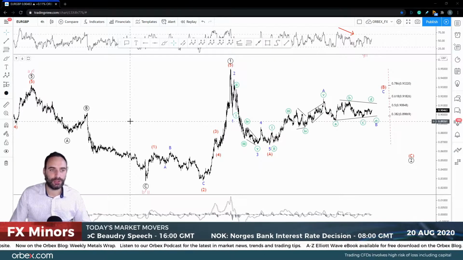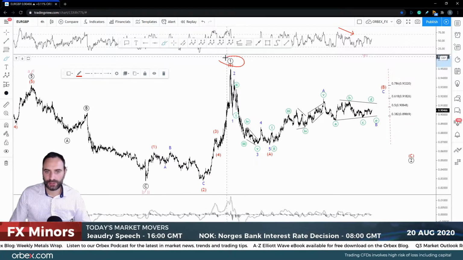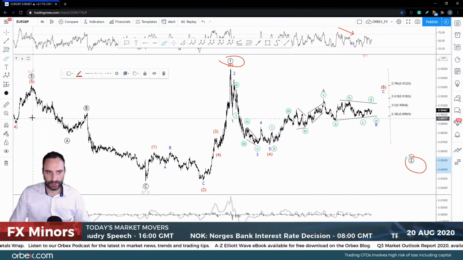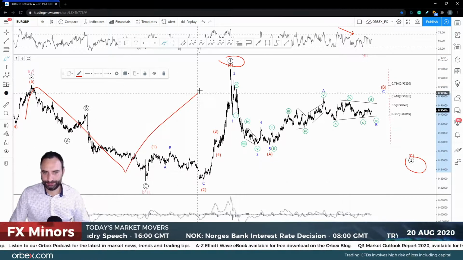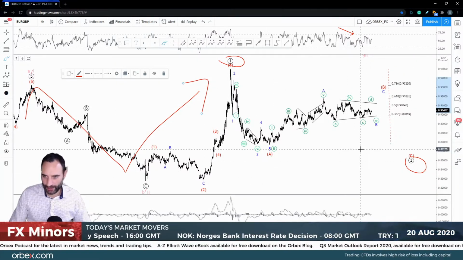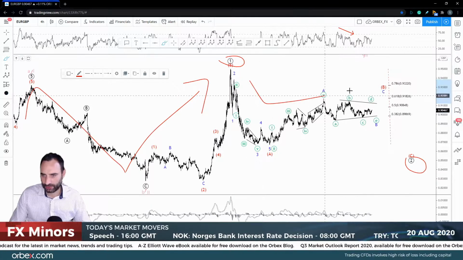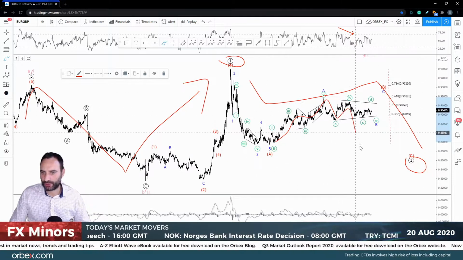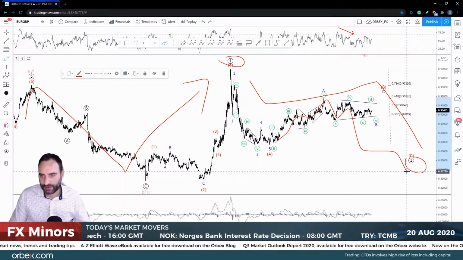Starting with the euro against the pound, I'm still looking at this as part of the corrective wave 2. So it's either an A, B, and a C all the way up, or 1, 2, 3, 4, and 5. Either way, I'm still looking at this as a correction, A, B, C. Last time, if I recall correctly, we were looking at 1, 2, 3, 4, and 5.